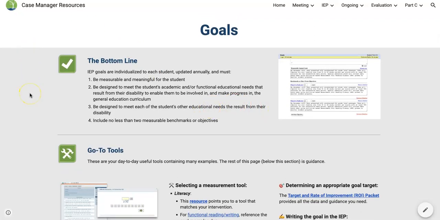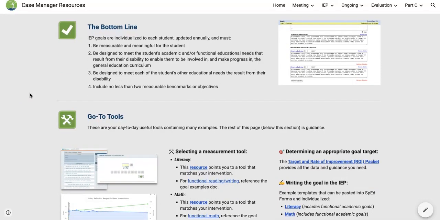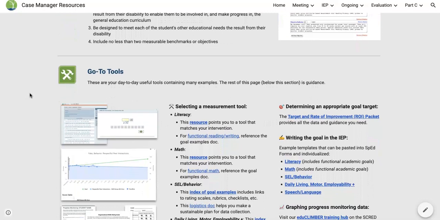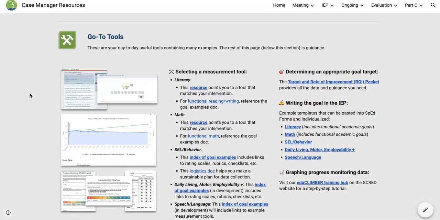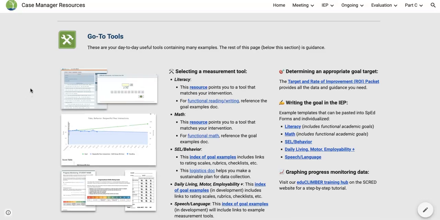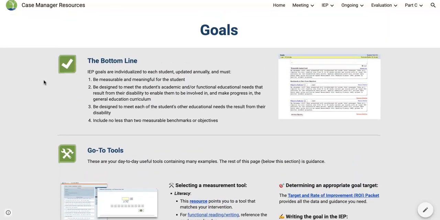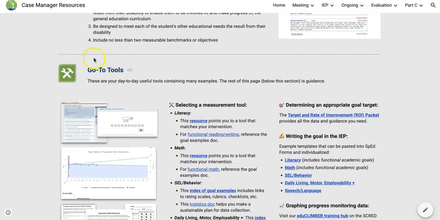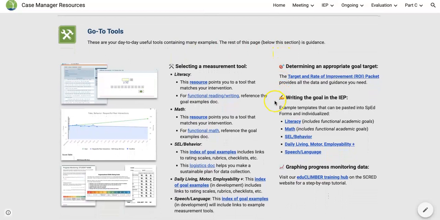So the last component of this general training is going to be on how you can use some of the templates that we have for present levels of academic achievement and functional performance and goals, and then put that information into SpEd forms. So you can see that I'm still on the goal page here, and I'm going to go down to this Go to Tools section, and we're actually going to focus right now on writing the goal in the IEP.